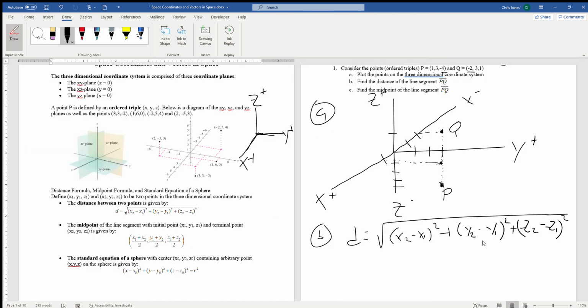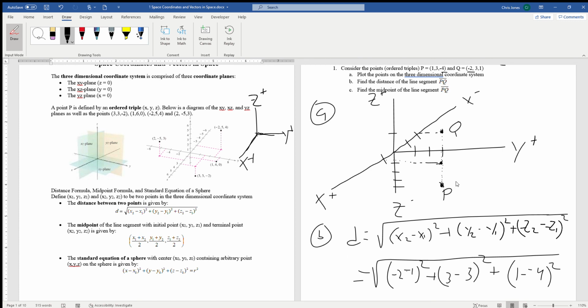So if we were to do that, the distance d is going to be equal to the square root of negative 2 minus 1 squared, plus 3 minus 3 squared, and then plus 1 minus negative 4 squared.